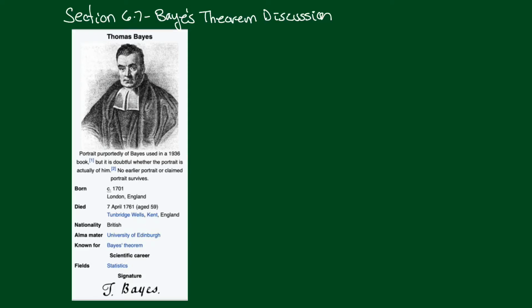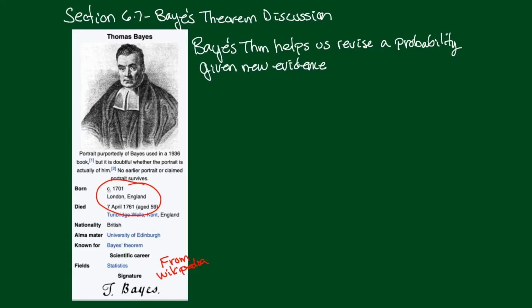Here in 6.7, we're going to look at Bayes' theorem, and here's a little information about Thomas Bayes. As you can see, he lived in the 1700s, so what we're going to do here is not exactly new. It's been around quite a while. So here's what Bayes' theorem does for us.